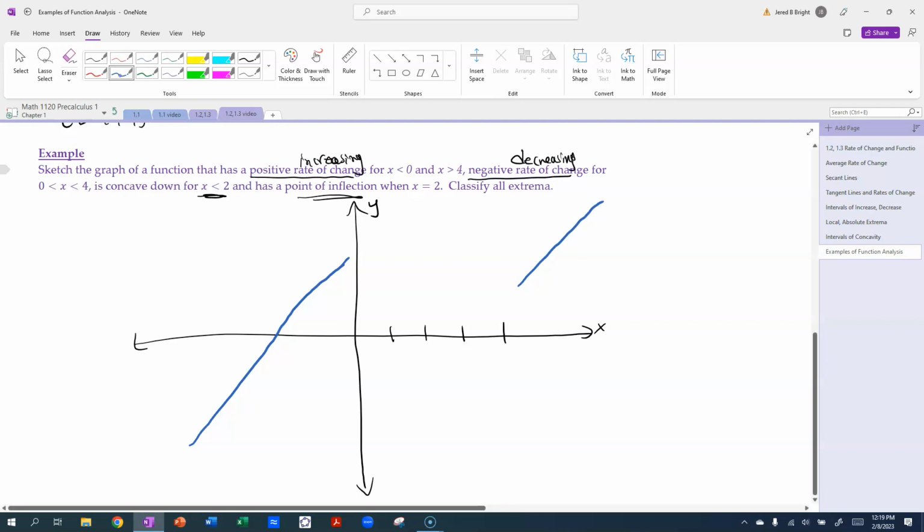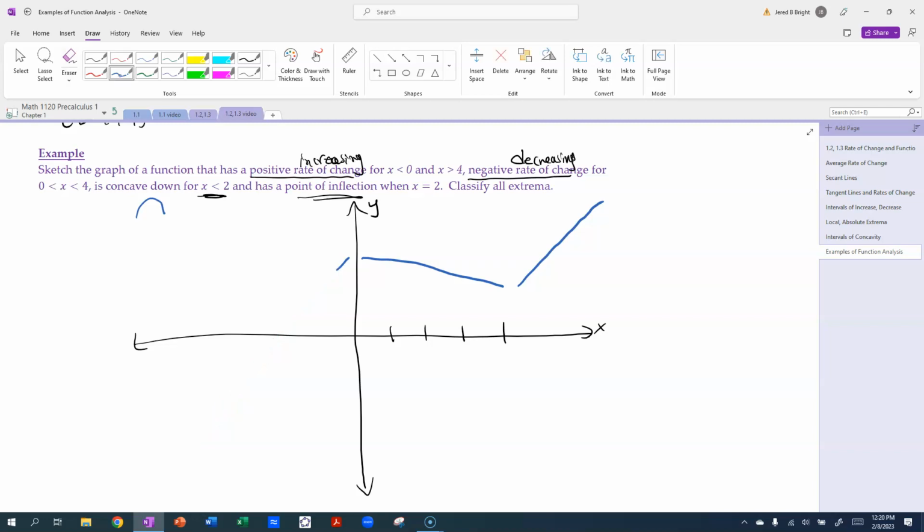Let's see, it says negative rate of change. So it's decreasing between there, so it looks something like that. This is looking good. Concave down. Now this is bendiness, concave down, right? That looks like this. So for x less than 2, it has to look like a hat. So I know it has to go up like this. I'm just going to make the hat a little bit more pronounced.